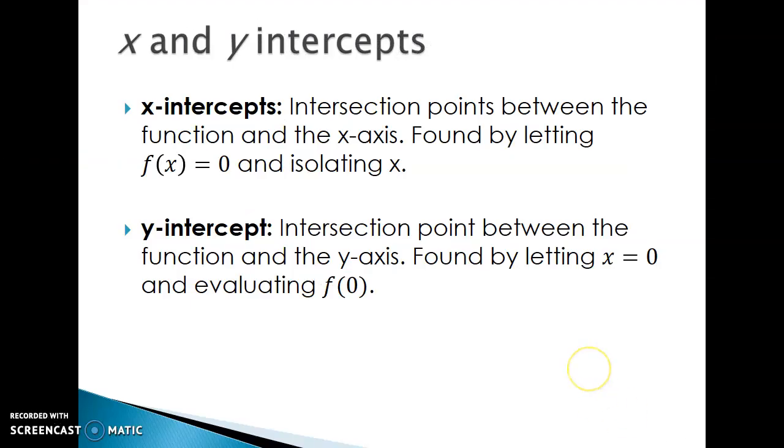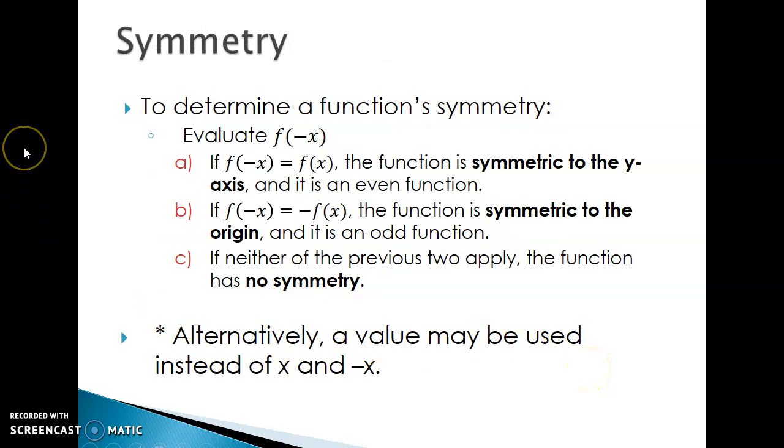Let's continue. The symmetry. You remember the mathematical analysis of the symmetry says that you need to evaluate first f of negative x. If f of negative x is equal to f of x, the function is symmetric to the y-axis, and it's called an even function. If f of negative x is equal to the negative of f of x, the function is symmetric to the origin, and that's an odd function. When neither of the previous two apply, the function has no symmetry.